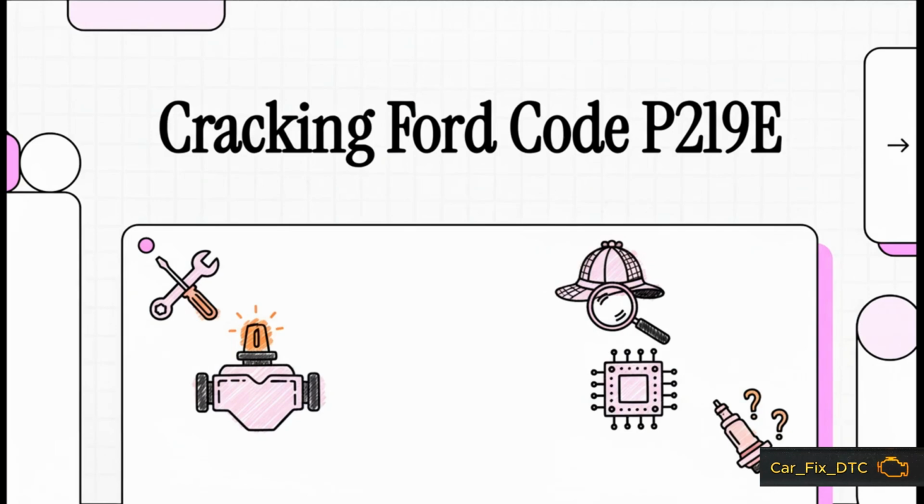Hey there! So that dreaded check engine light is on and it brought you here. Well, you're in exactly the right place. Today we're going to put on our detective hats and solve the mystery of the P219E trouble code on your Ford. Let's crack this case together.